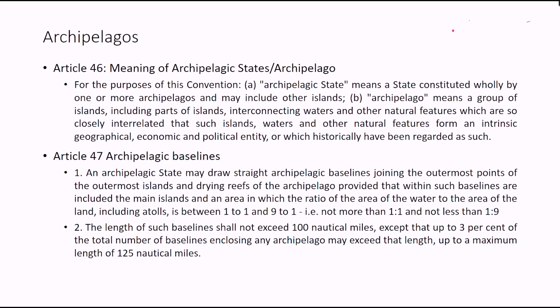An archipelago would mean a group of islands including parts of islands, interconnecting waters and other natural features which are so closely interrelated that such islands, waters and other natural features form an intrinsic geographical, economic and political entity, or which historically have been regarded as such. So, political and social considerations could also play a significant role as far as an archipelago being considered an archipelagic state is concerned.